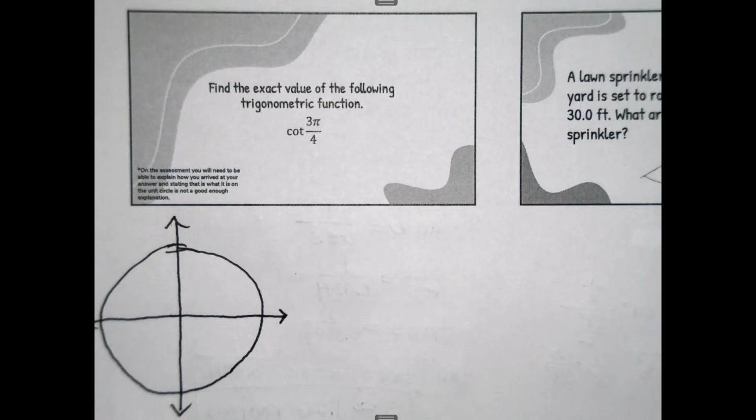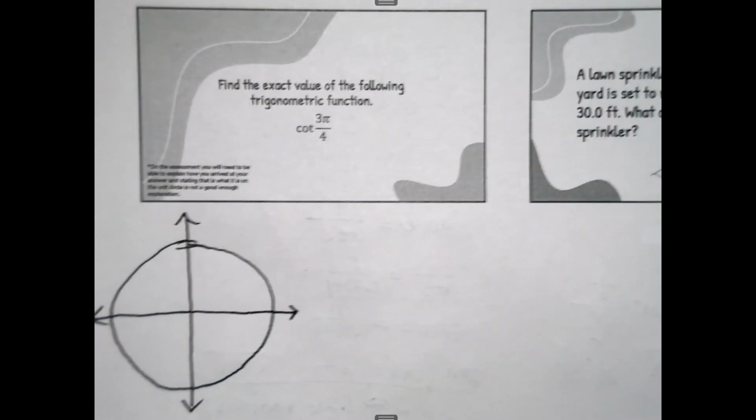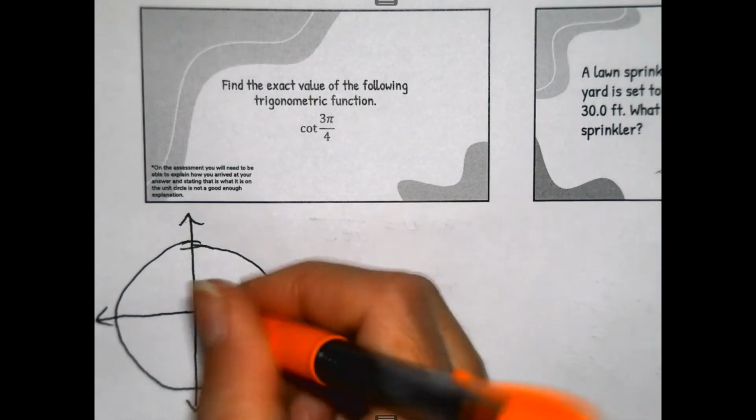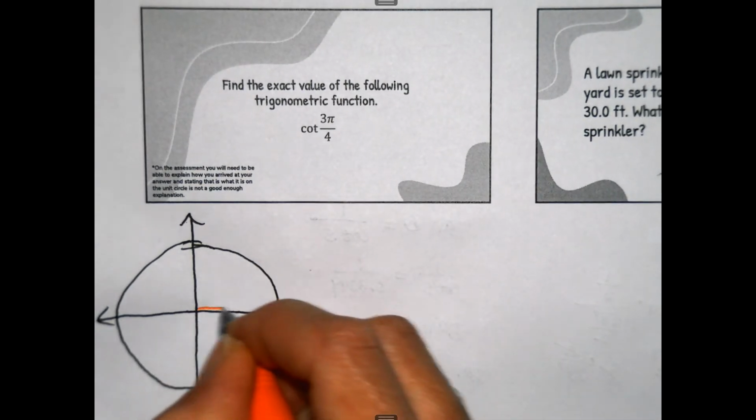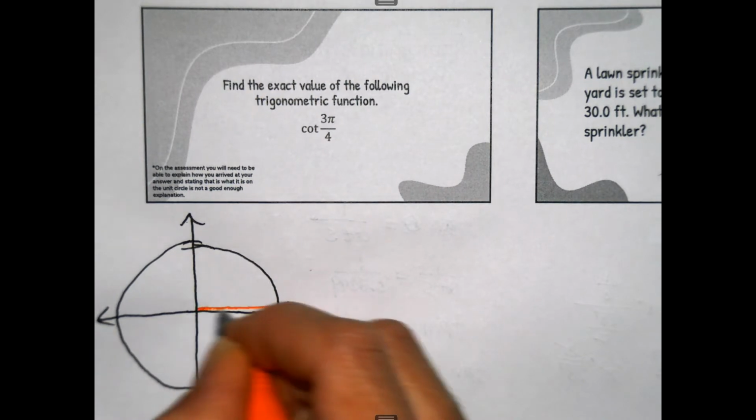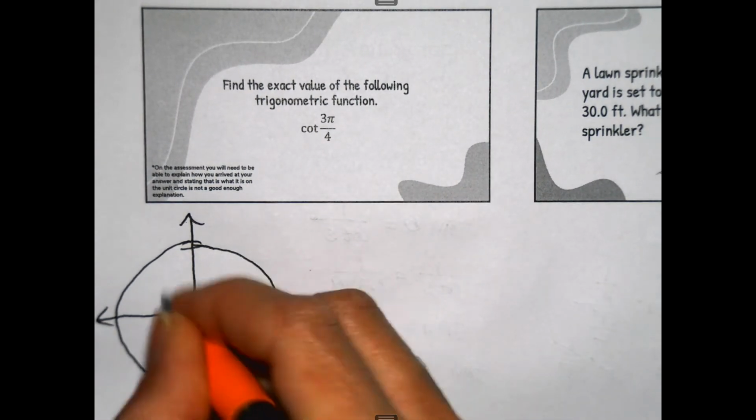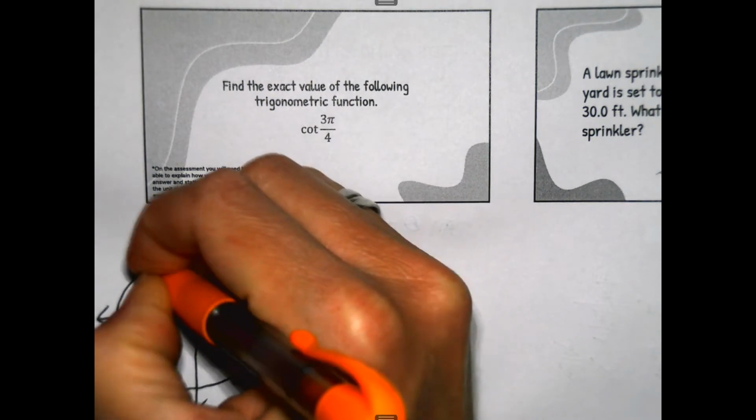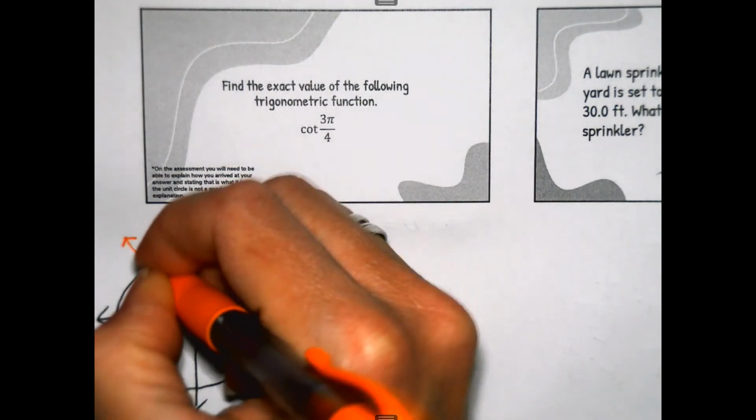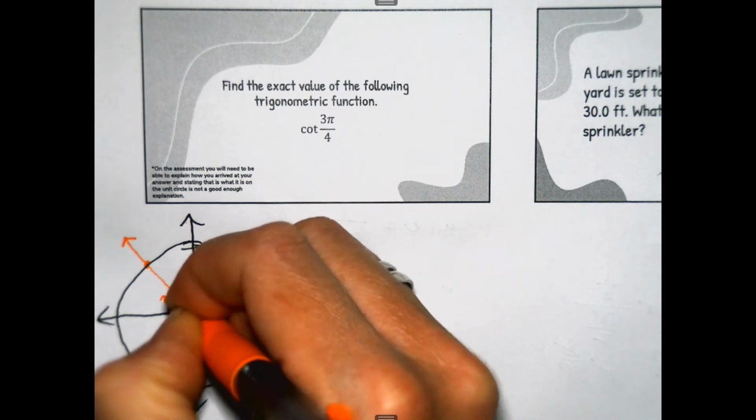Find the exact value of the following trigonometric function. We want to find the cotangent of 3 pi over 4. An angle that has a measure of 3 pi over 4 starts on the positive x-axis, it rotates, and it ends in quadrant number 2, and it has a reference angle of pi over 4, or 45 degrees.